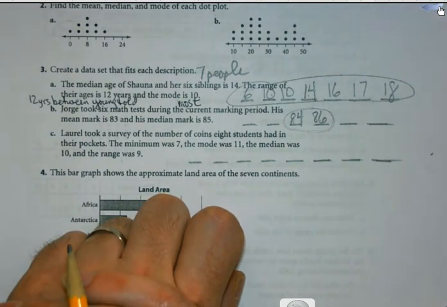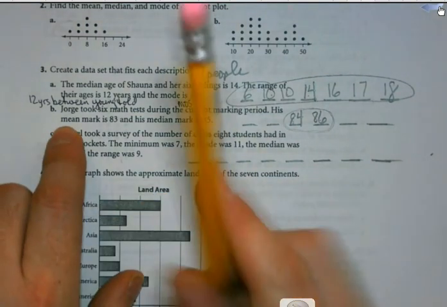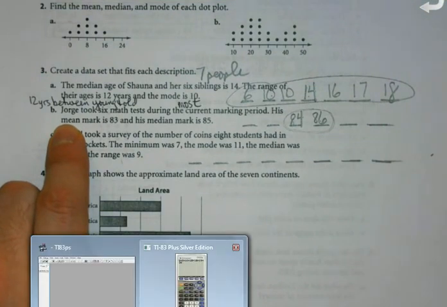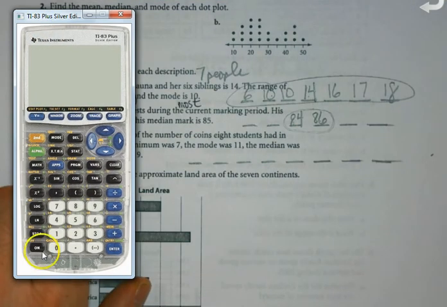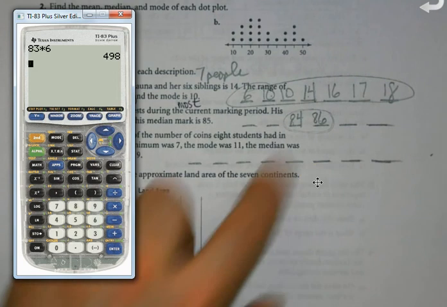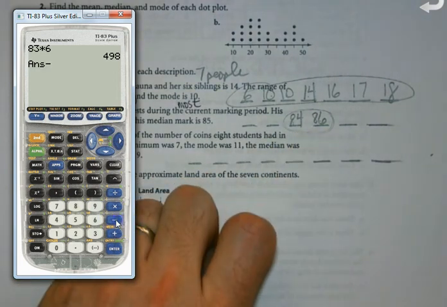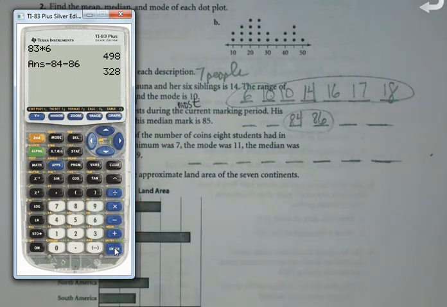Now watch this awesome trick. Mean is an average, right? All right. So his mean mark is 83, which means over his 6 tests, he averaged 83. So let's just pretend he got 83 on every single one. So he'd have 498 points. But we already said these 2 in the middle, he scored 84 and he scored 86. Which means there's 328 points left for his other tests.